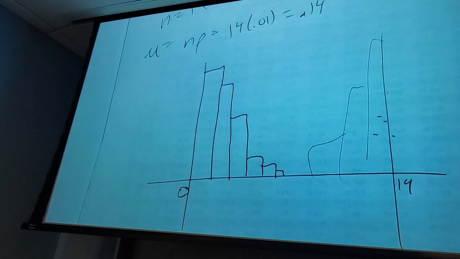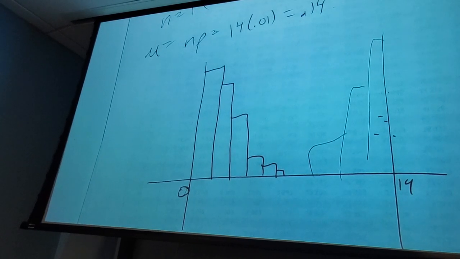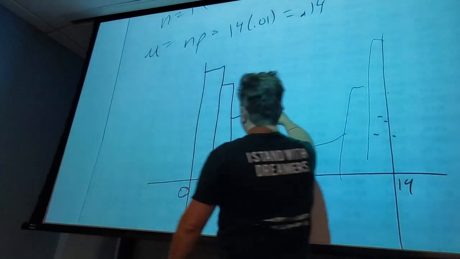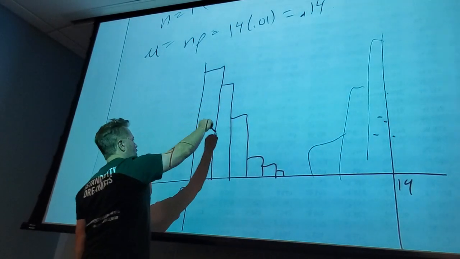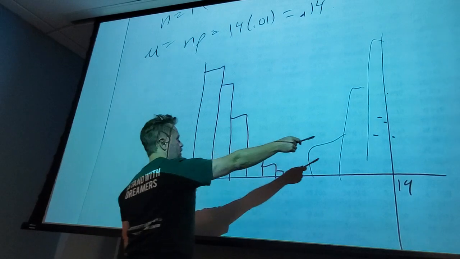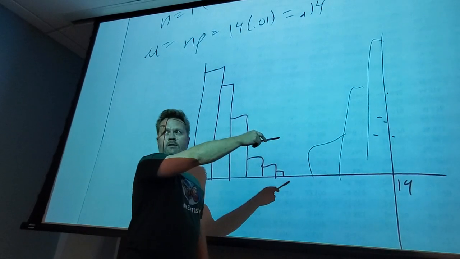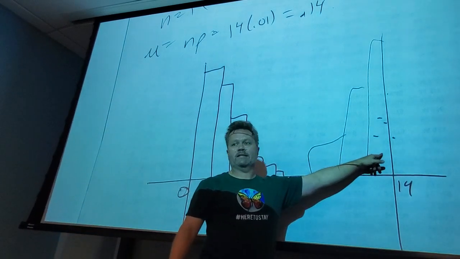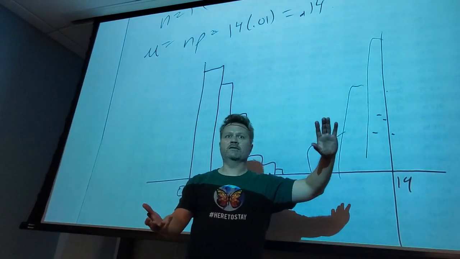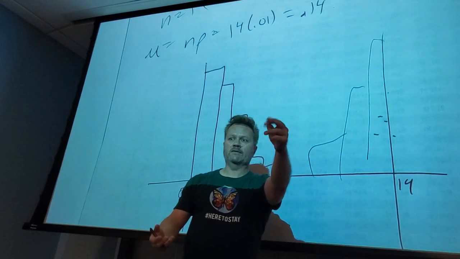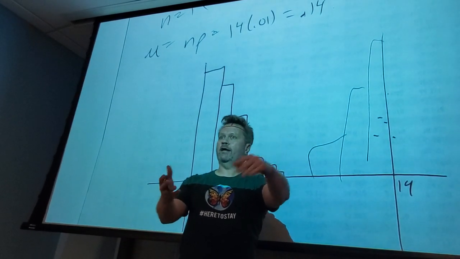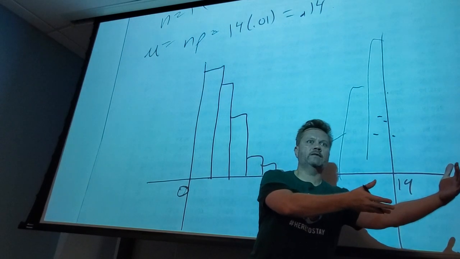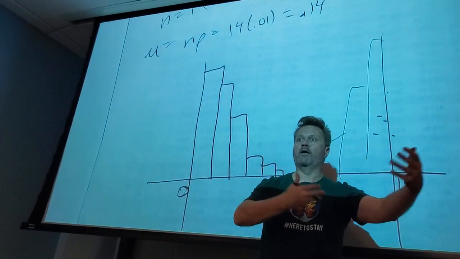I'm going to have 2 requirements. I need NP to be big enough. And the funny thing is, let me ask you this. If this is the expected number of heads, wouldn't that be the expected number of tails over there? If I expect 0.14 heads, I expect 13.86 tails. If I flip it 14 times and I expect on average 0.14 heads, I expect 13.86 tails. Does that make sense? If it's not one, it's the other one, correct?